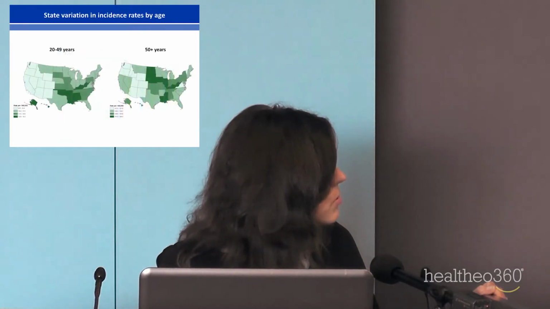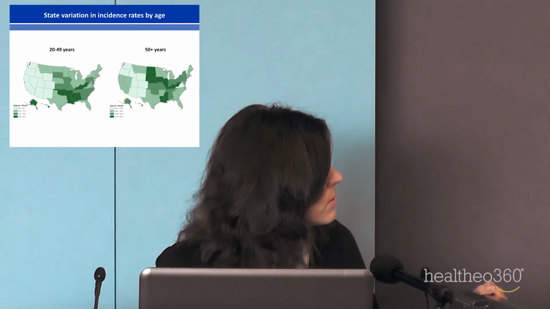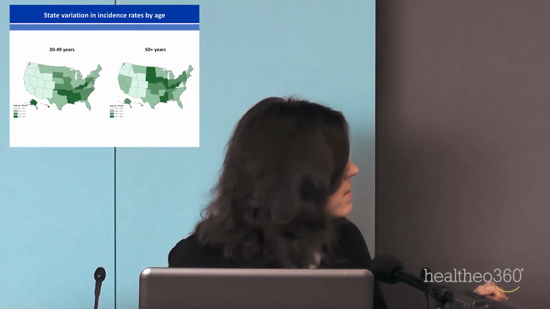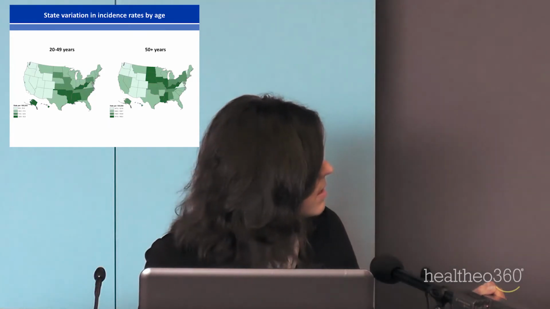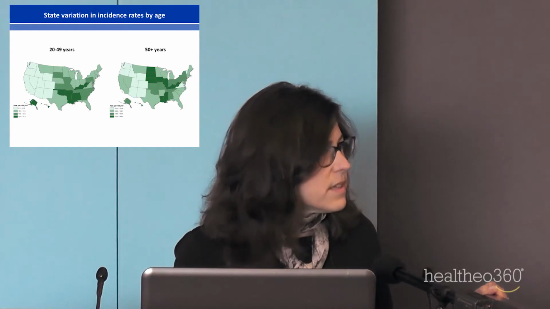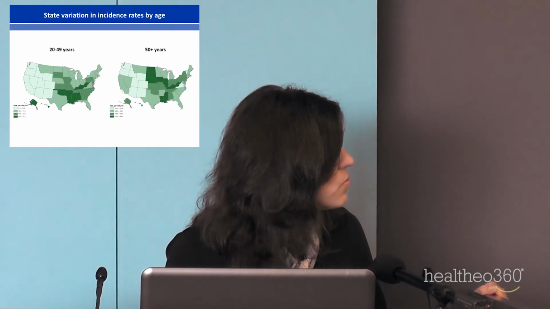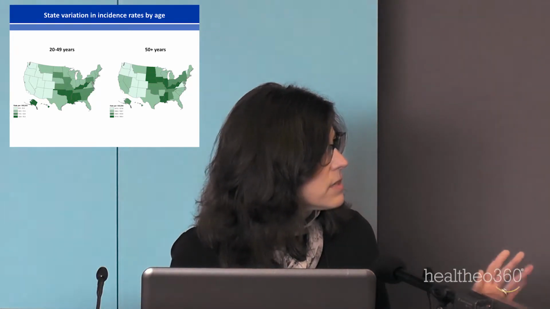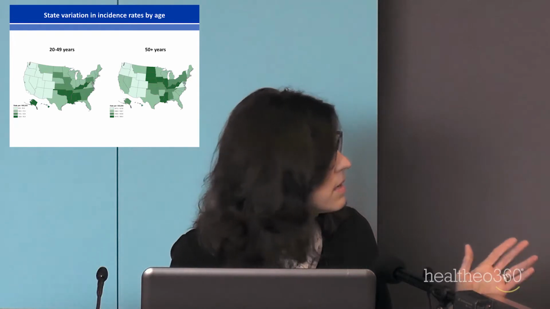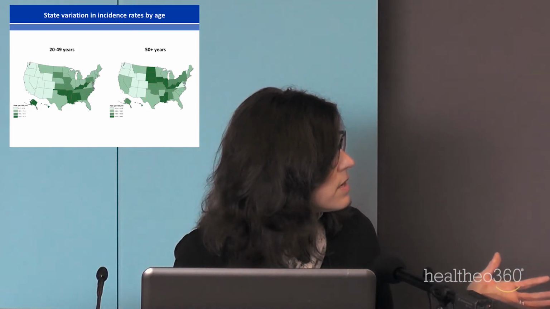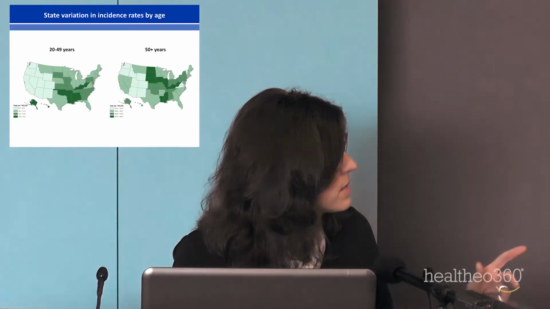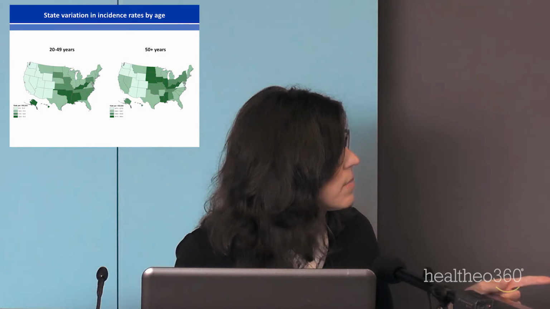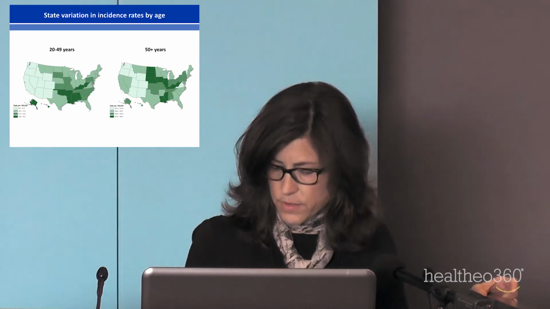These maps show geographic variation for colorectal cancer incidence rates for young patients on the left and older patients on the right. The patterns are similar, with the lowest rates in western states and the highest rates in the South and the Midwest. But it is interesting that the state variation is larger for young patients. There's a 70% difference in risk in the highest versus the lowest risk states for young patients, and for older patients, it's only about 55% difference.